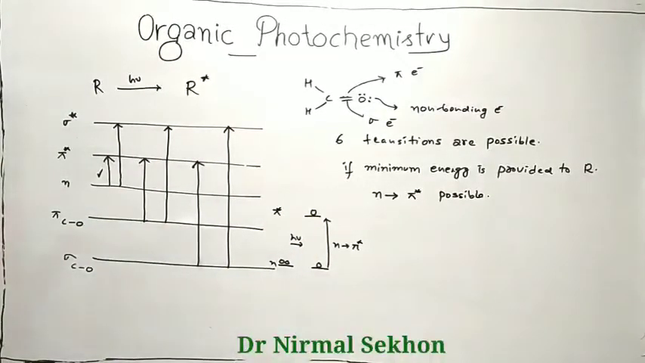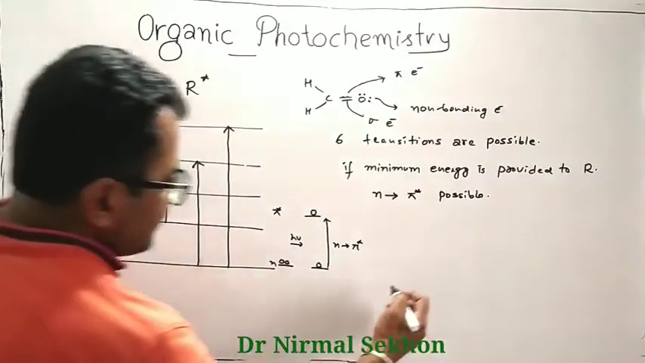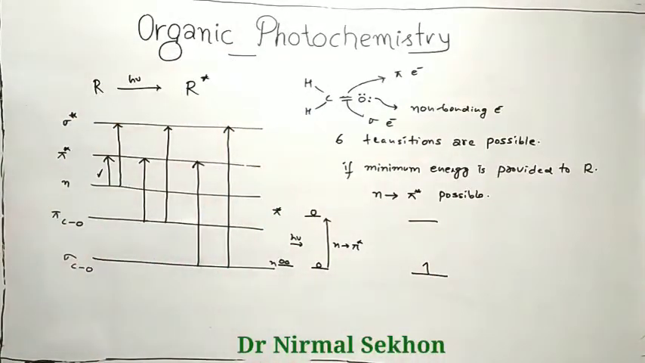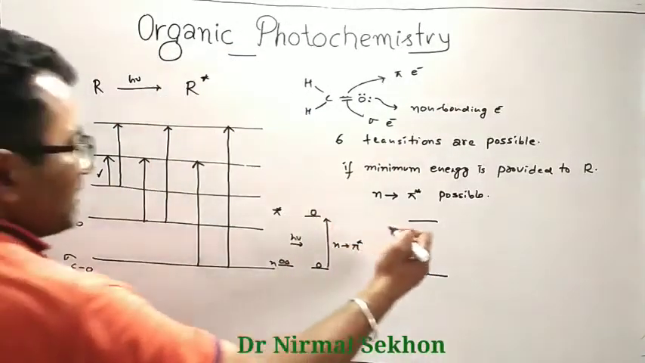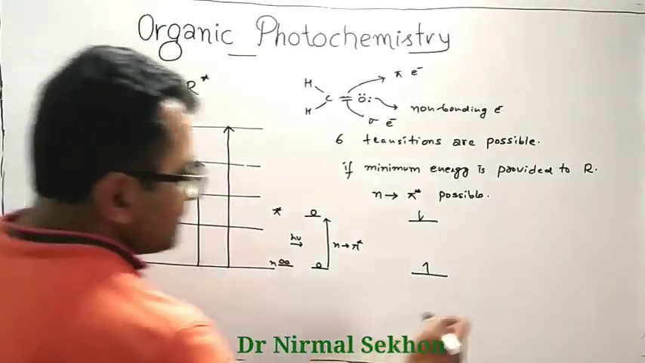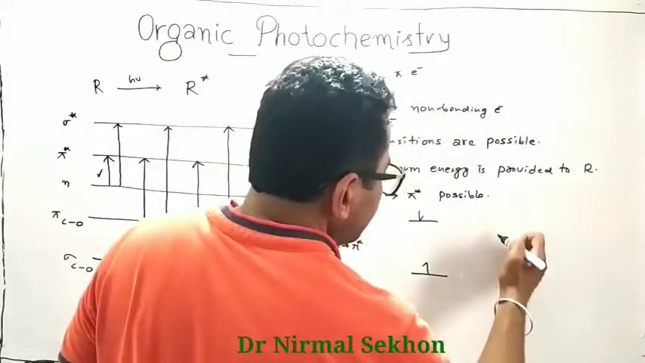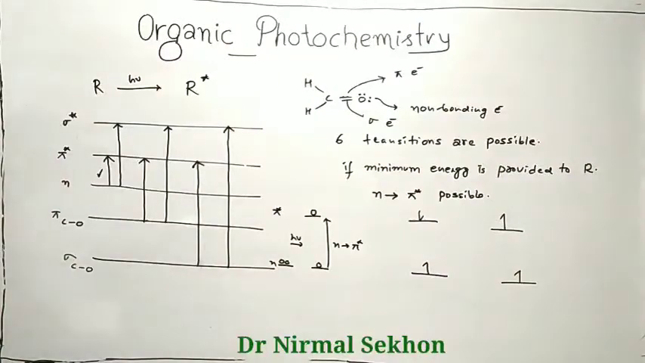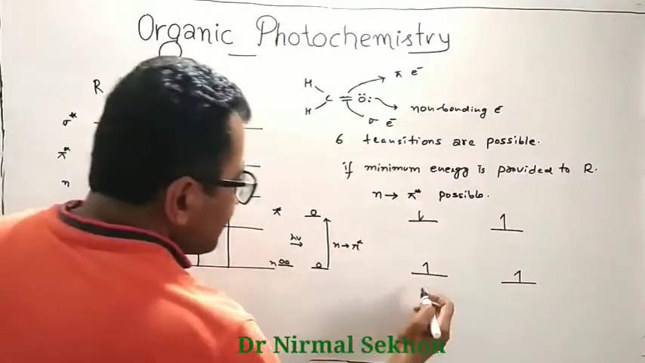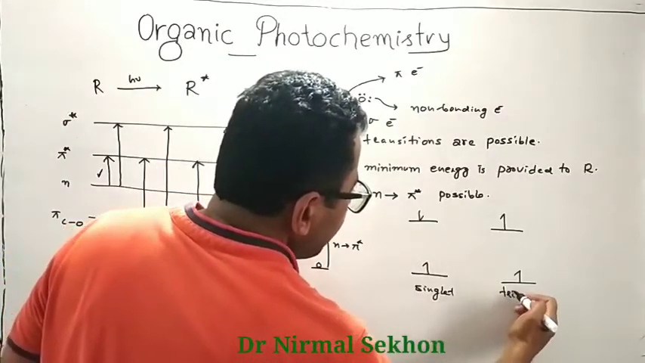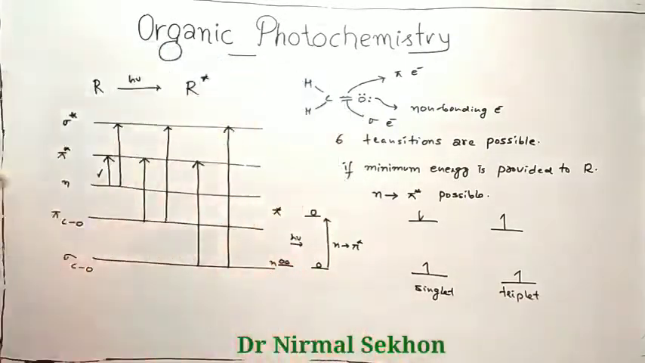If we just concentrate on the spin, what will be the possible spin? If one electron is here, when the other electron goes to the excited state, its spin changes. The second possibility is that one electron is in the ground state, and when the other electron goes to the excited state, the spin remains the same. So this is called a singlet, and this is called a triplet. So 2 spin states are possible.